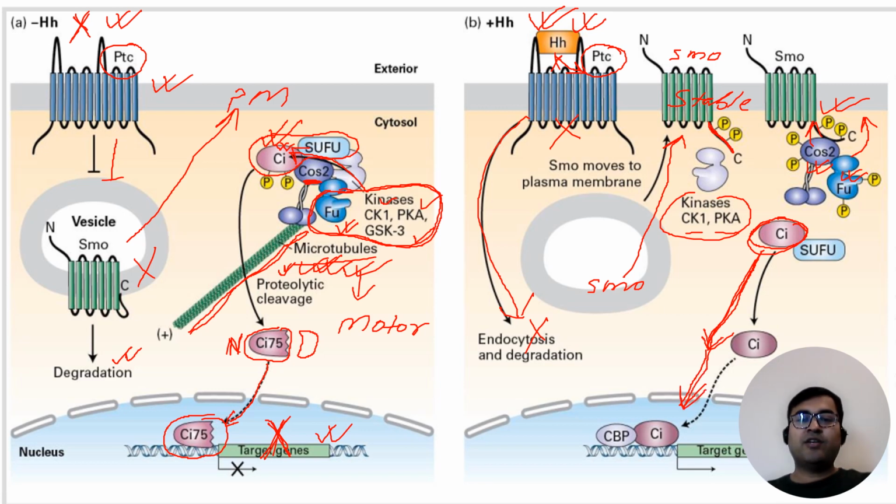Once the CI molecule enters into the nucleus, it displaces the CI75, and then the CI molecule interacts with another protein called CBP, and along with the CBP, the CI molecule is going to activate the target gene.